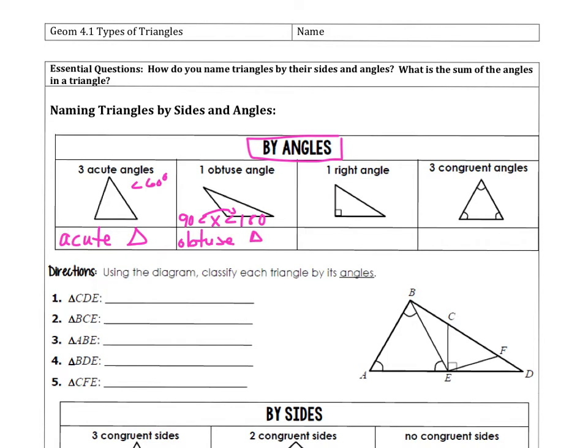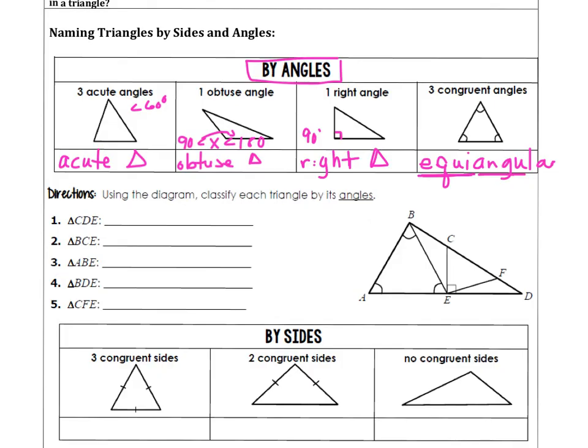If you have a right angle, noted by the box, 90 degrees, this is going to be called a right triangle. And then finally we have a triangle that has all three angles congruent. That has a fancy word, and that is equiangular. Equiangular, meaning that all the angles are equal.